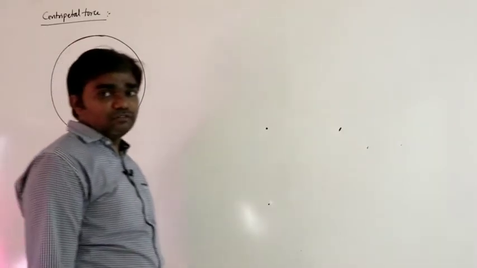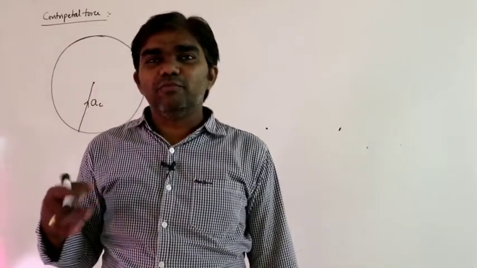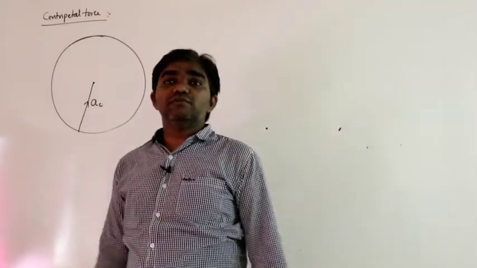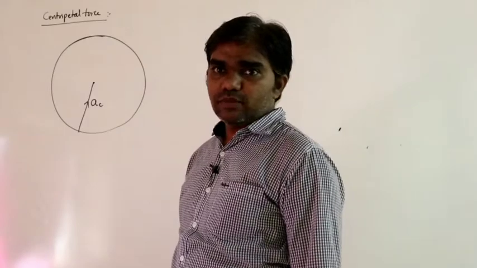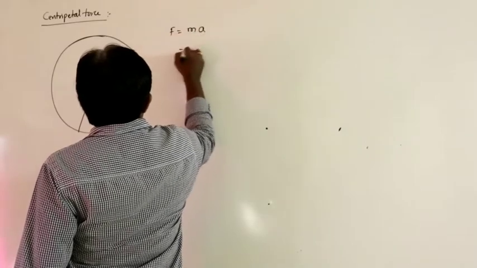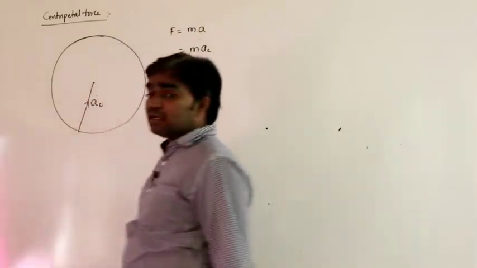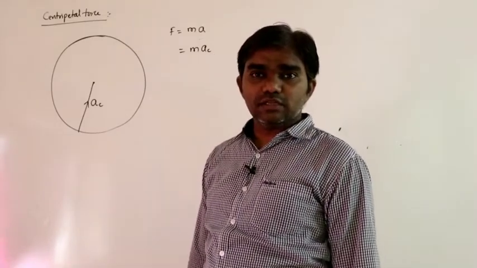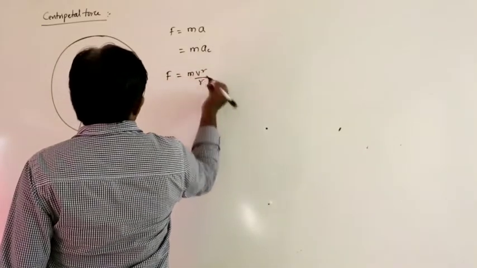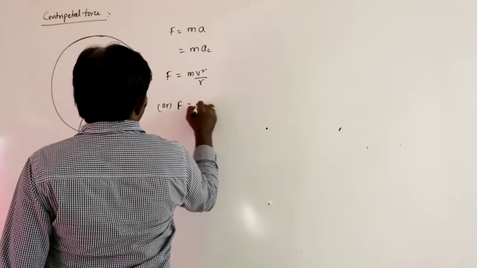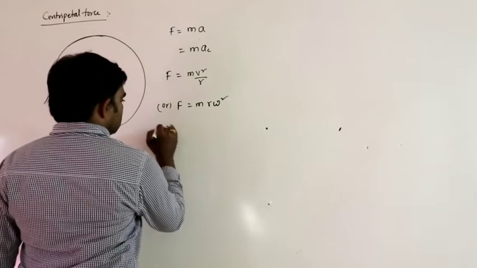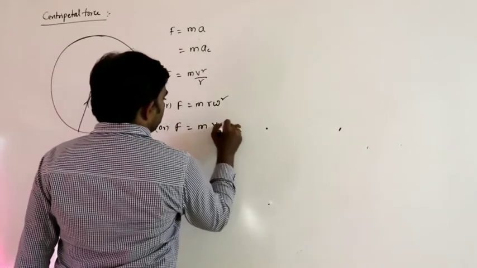So how can you define centripetal force? It is the minimum force required for any body to perform circular path. That is called centripetal force. So the centripetal force formula is F equals ma, where acceleration is nothing but centripetal acceleration. Then F equals m a_c, that is mv square by r, or F equals m r omega square, or F equals m v omega.